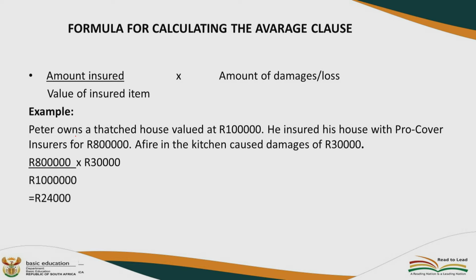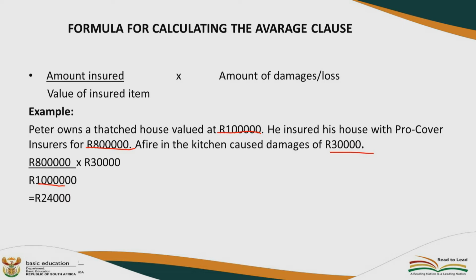For an example, Peter owns an attached house valued at 100,000. He insured his house with Procover insurance for 80,000. Can you see already that this property is underinsured because the market value is 100,000 and yet it is insured for 80,000. A fire in the kitchen caused damage of 30,000. Let's see how Procover insurer will do their calculations. The formula is amount insured. We start with the amount insured, which is 80,000, divided by 100,000.